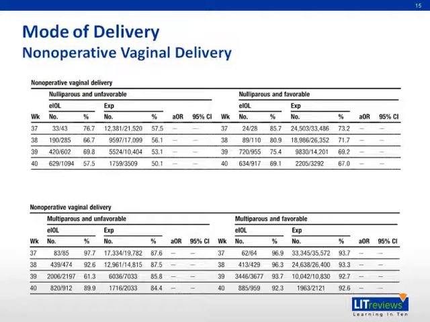The results shown here are for non-operative vaginal delivery in both nulliparous and multiparous pregnancies, with unfavorable or favorable cervix. As you can see from the results, a higher percentage of vaginal delivery is seen in nulliparous and multiparous pregnancies with favorable or unfavorable cervix in elective induction of labor in comparison to expectant management.